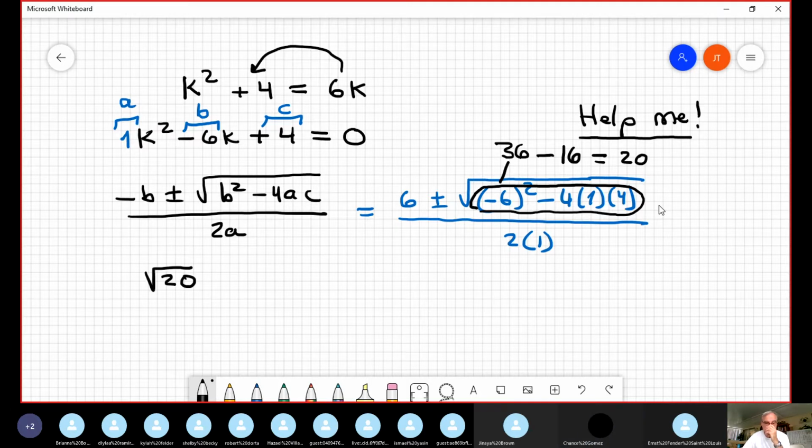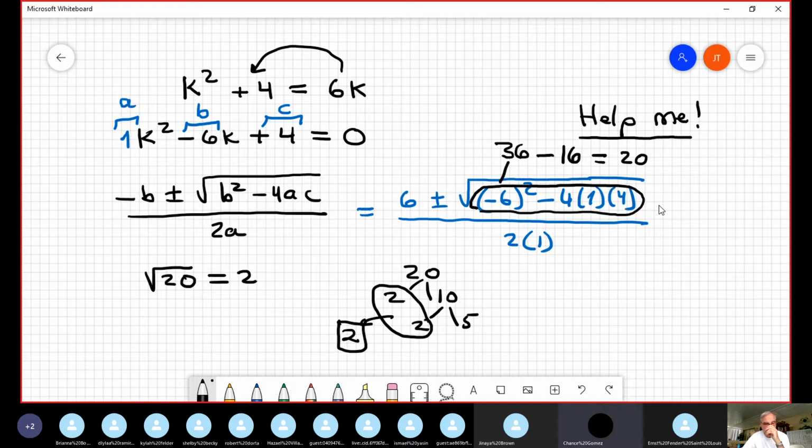20, unfortunately, is not a perfect square number. Okay, no problem. Since it's not a perfect square, you break it down by prime factorization. 20 is 2 times 10, and 10 is 2 times 5. We have one couple of 2s, so one 2 goes outside the radical. The simplified form of the radical 20 is 2 outside, and radical 5 stays inside.